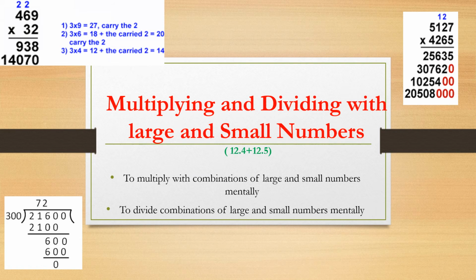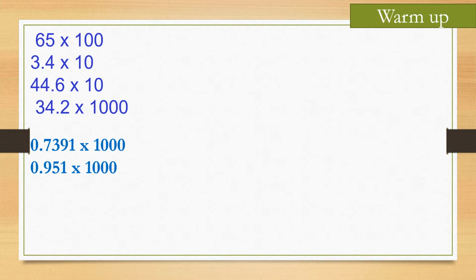Good morning. Our lesson today is about multiplying and dividing with large and small numbers. Now let's remember how we used to multiply a whole number or a decimal number by powers of 10. For example, here 65 times 100, you just add the zeros, while 3.4 times 10, you move the decimal to the right side one step, so it's going to be 34.